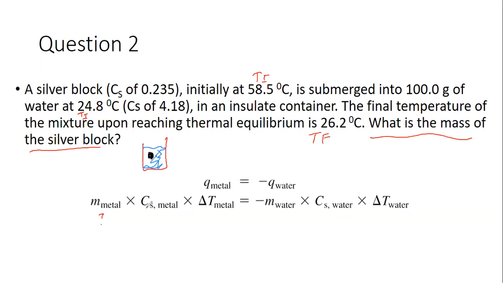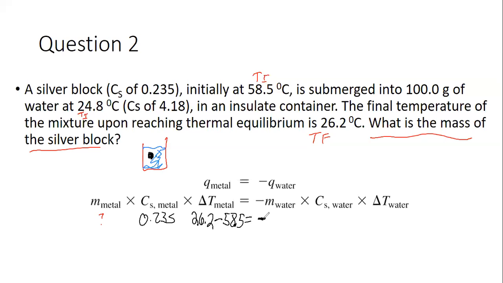The mass of metal, I do not know. CS of our silver, I do know, 0.235. Delta T, well, T final minus initial. So at equilibrium, when everything's the same temperature, is 26.2. So that's my final, while initially it was at 58.5.